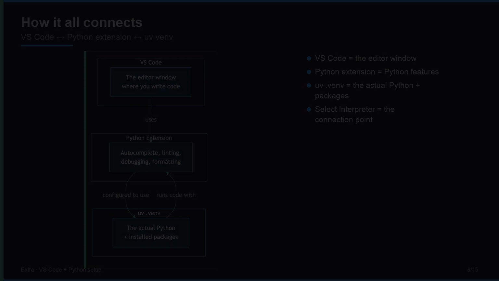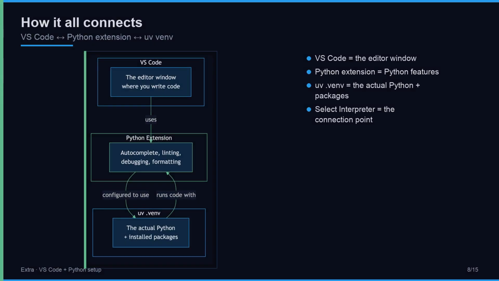The critical step. Here is how the three pieces connect. VS Code is the editor, the window you write code in. The Python extension adds Python-specific features: autocomplete, linting, debugging. The UV virtual environment provides the actual Python interpreter and installed packages.